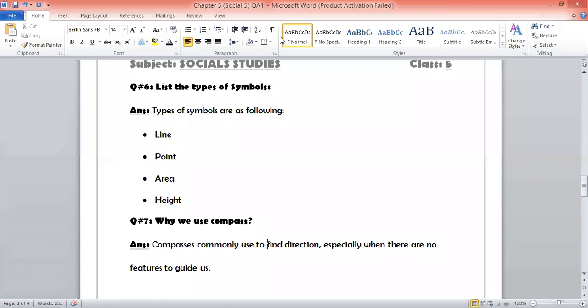Question number 7 is on the screen. Why do we use a compass? A compass is commonly used to find directions, especially when there are no features to guide us. It means when no directions are given, we use a compass to make angles to find the directions. So compasses are commonly used for that purpose. The question is why we use a compass. A compass is used to find direction.